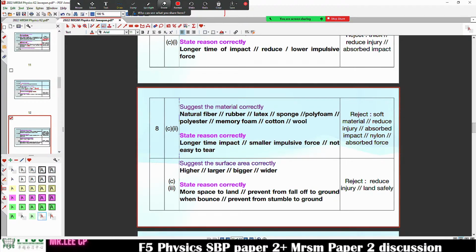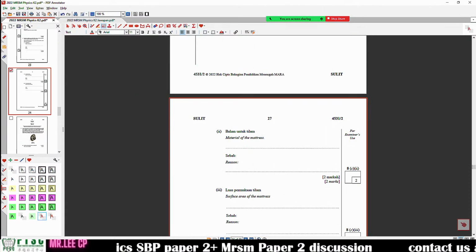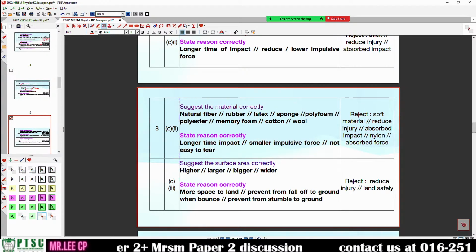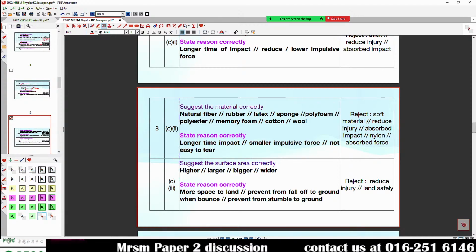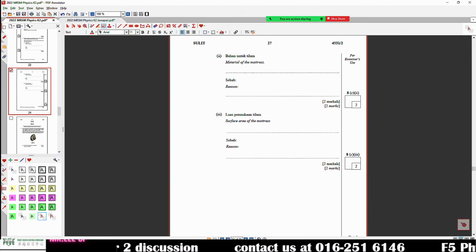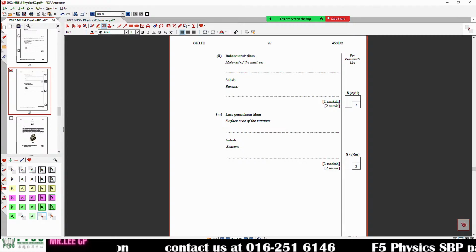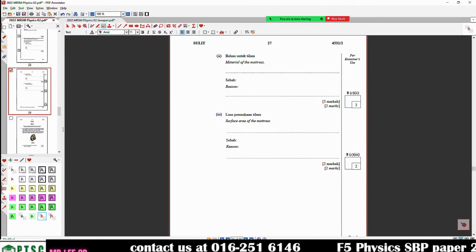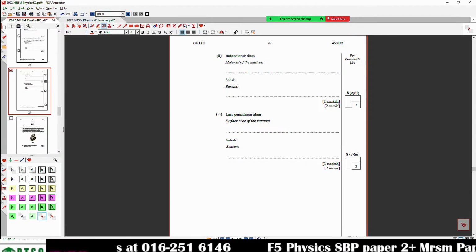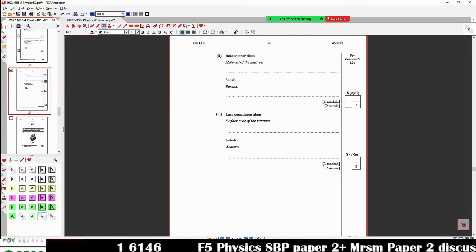Is that okay? Normally we write soft and it is okay, but this one cannot. The reason is longer the impact time, reduce the impulsive force. Cannot say absorb force. Cannot. Force is absorbed, cannot. This is what I dislike most. Like just now, SBP one, the pipe that you use, you cannot write stronger. You have to write PTSC or you have to write steel, like what I told you.